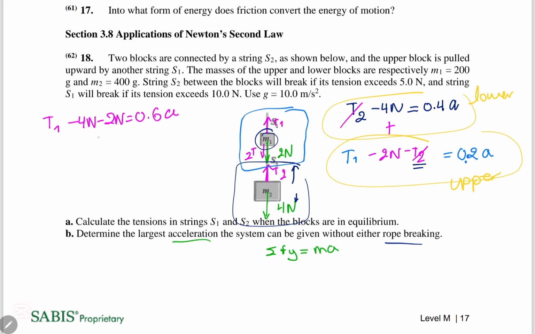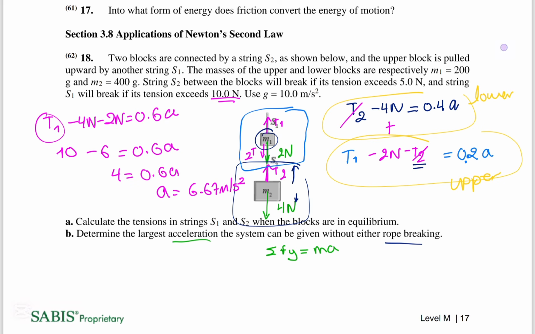Okay, so then T1 maximum, the maximum force we can get is 10 newtons for tension 1. So tension 1 minus 6 is equal to 0.6 acceleration. So I got 4 is equal to 0.6 acceleration. One possible acceleration is 6.67 meters per second squared. However, if I substitute this acceleration in the tension 2 equation, let's find out the value of tension 2.